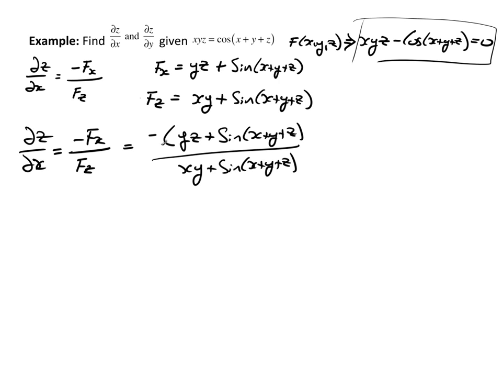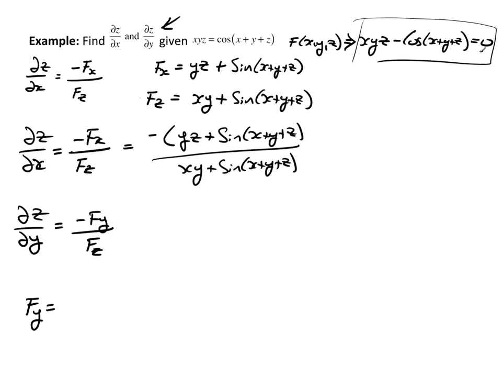Now you may or may not want to move this negative in. I mean, I'm kind of good with it as it is. So I also want the partial of z with respect to y. That's what I asked for here. This is actually equal to the negative of the partial of f with respect to y over the partial with respect to z. So I have all the pieces except for the partial with respect to y. So let's do this down here.